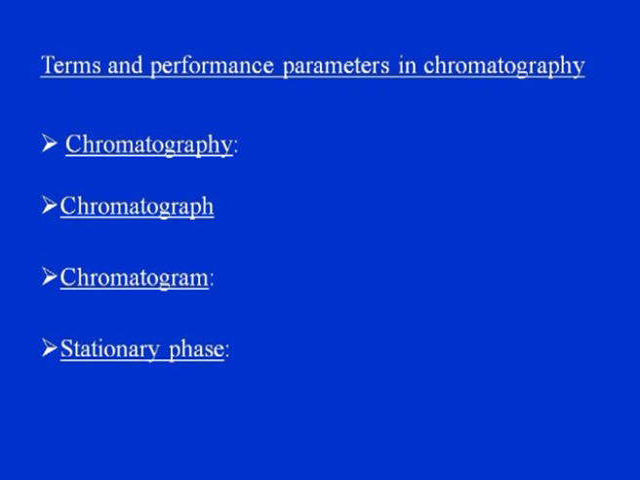Then the second term is chromatograph. Chromatograph is an equipment that enables the separation in chromatography. So, chromatography is the technique, whereas chromatograph is the equipment or the instrument that enables you to do the chromatography.